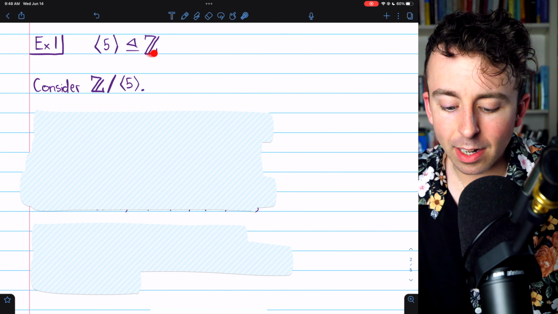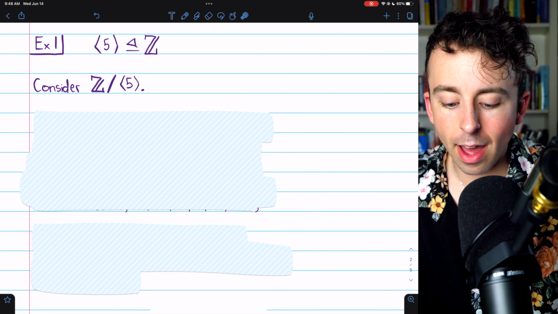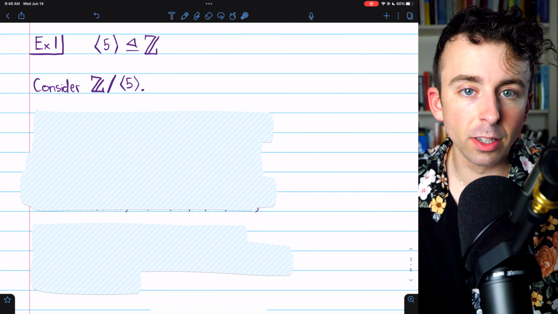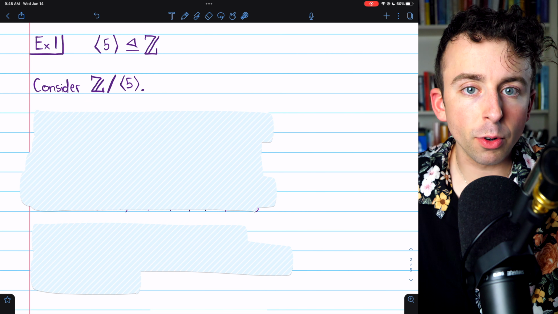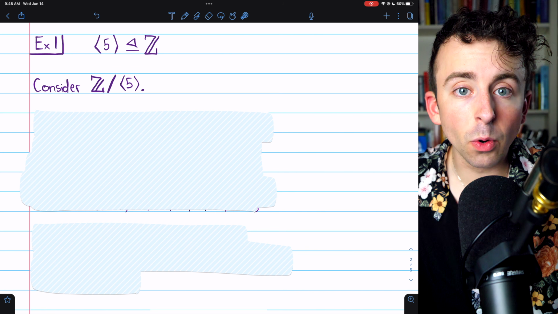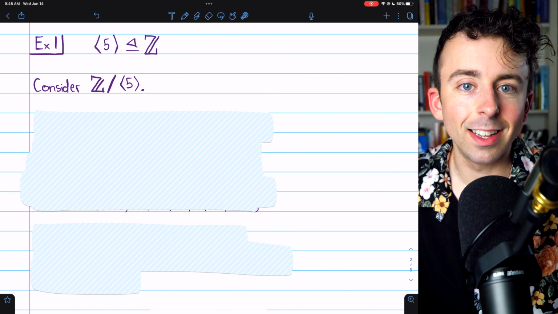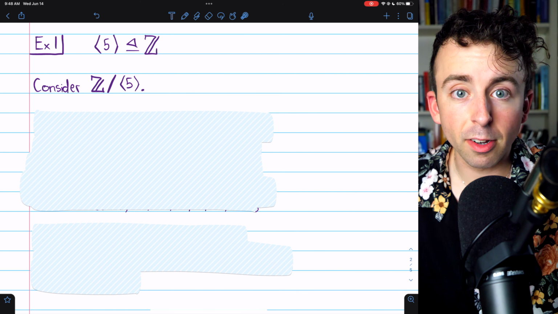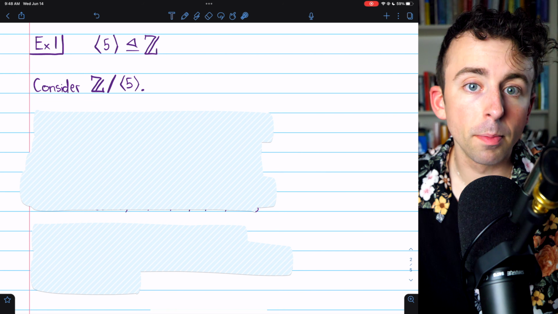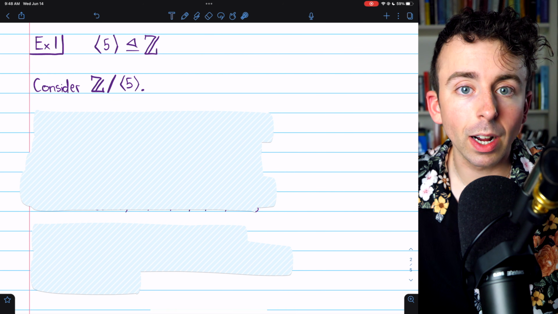So consider the additive group of integers. The cyclic group generated by 5 is a normal subgroup of the additive group of integers. We know that because we've previously proven, link in the description, that any subgroup of an abelian group is a normal subgroup, and the additive group of integers is an abelian group since addition is commutative. So any subgroup has to be a normal subgroup. This cyclic subgroup generated by 5 then, containing all the multiples of 5, is certainly a normal subgroup. Thus, we can construct the quotient group.